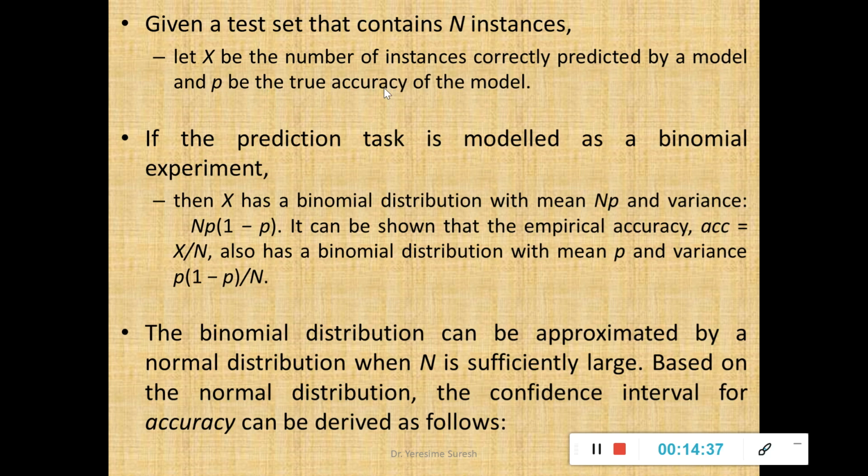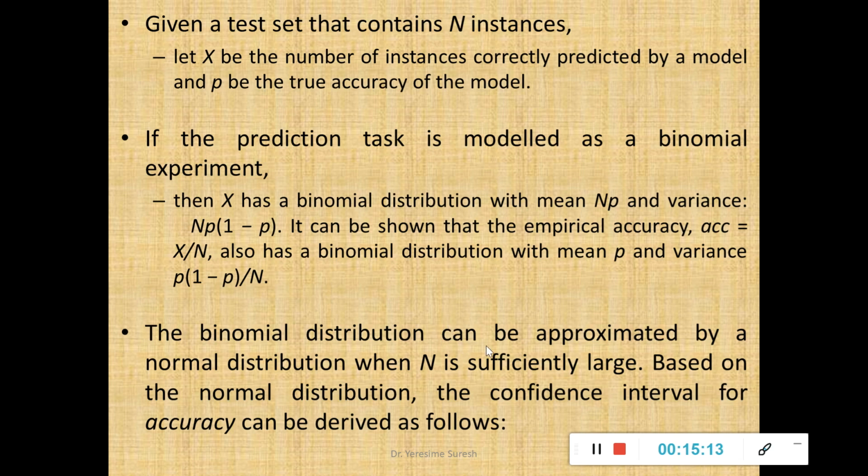F11 plus F00 divided by F11 plus F10 plus F01 plus F00 will give me the true accuracy of a given model. So if the prediction task is modeled as a binomial experiment, then the mean value will be np, the variance will be np into 1 minus p, and the accuracy value will be x divided by n. That means x is the total number of correct predictions, instances correctly predicted, true positives, divided by the total number of n instances. These are the mean and variance values.